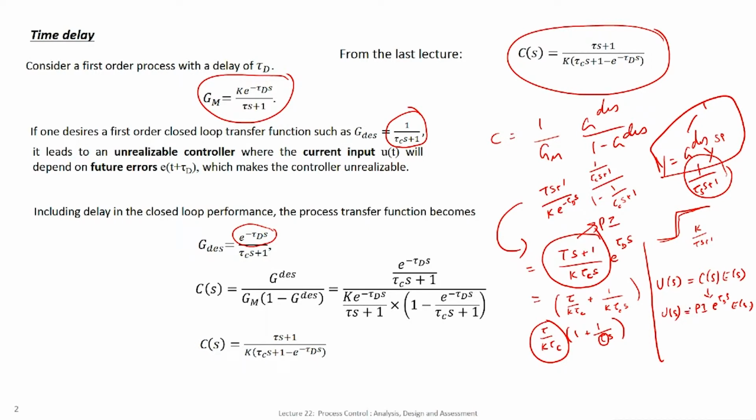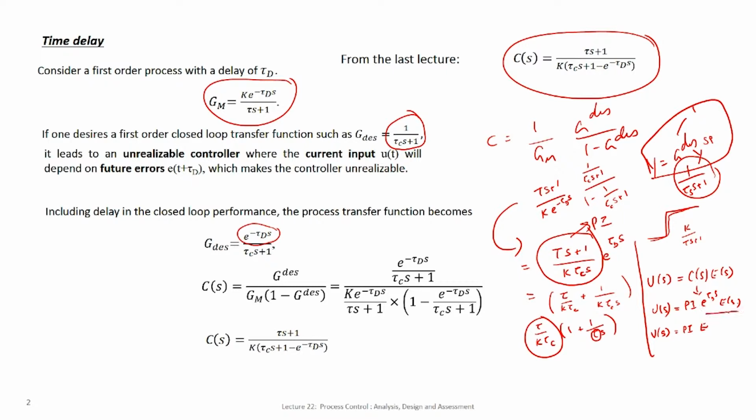That is what I need to compute to get my U of s. Without going into time domain, just in the Laplace domain, I can say this is a PI portion, which is a controller, and e power tau d s times E of s. When you convert this to time domain, I have to get this E prime of s, which is the Laplace transform of the error at t plus tau d. So I can write e power tau d s E of s as some E prime of s, and this E prime of s is the Laplace of E of t plus tau d.